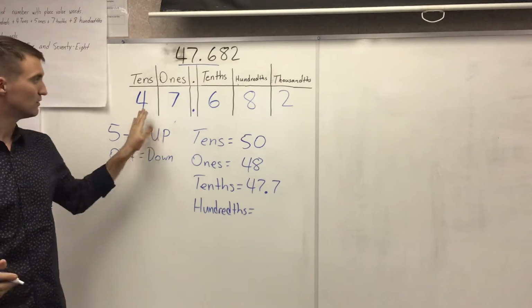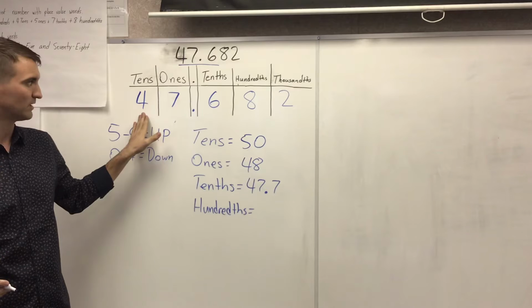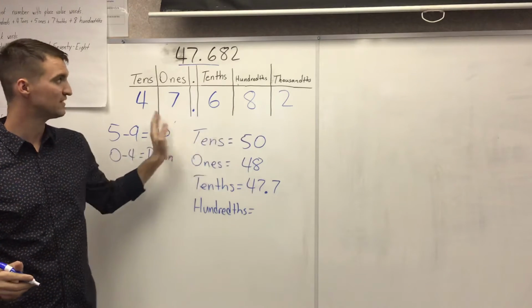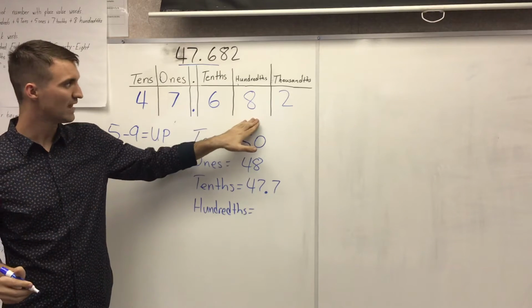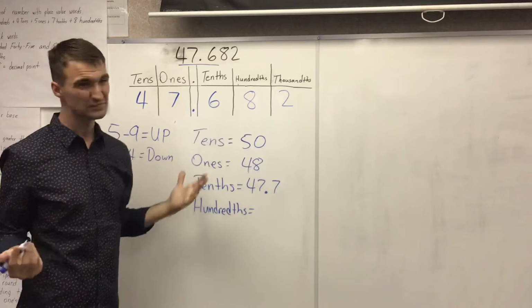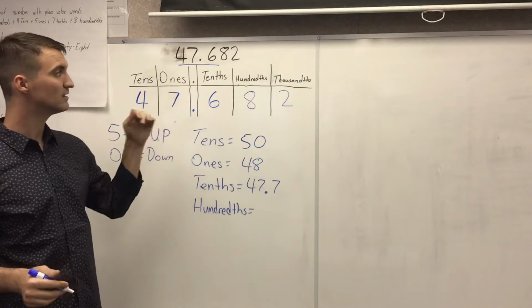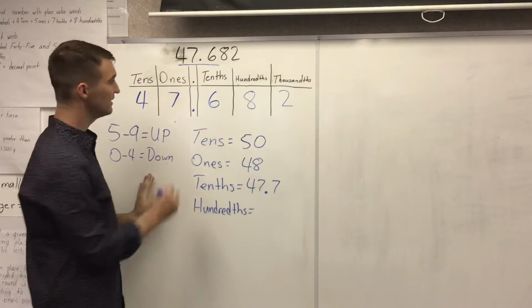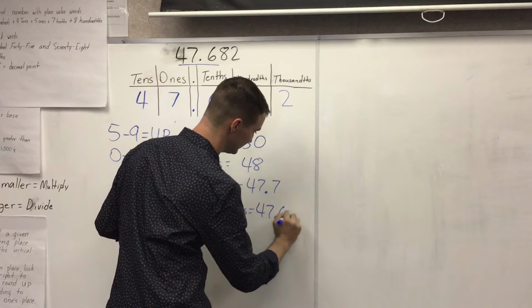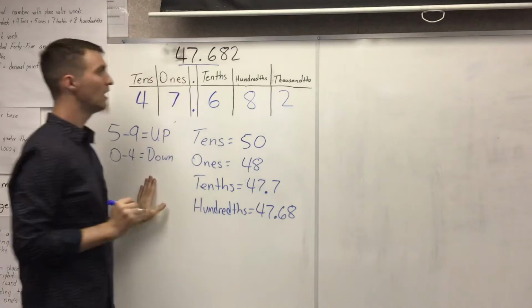Finally, rounding to my hundredths place. I've got 47.68, so 47 and 68 hundredths. I'm going to figure out if that needs to round up to a 9 by going to my 2. 2 is not a very big number, so it's going to let it round down, and it's going to be 47 and 68 hundredths.